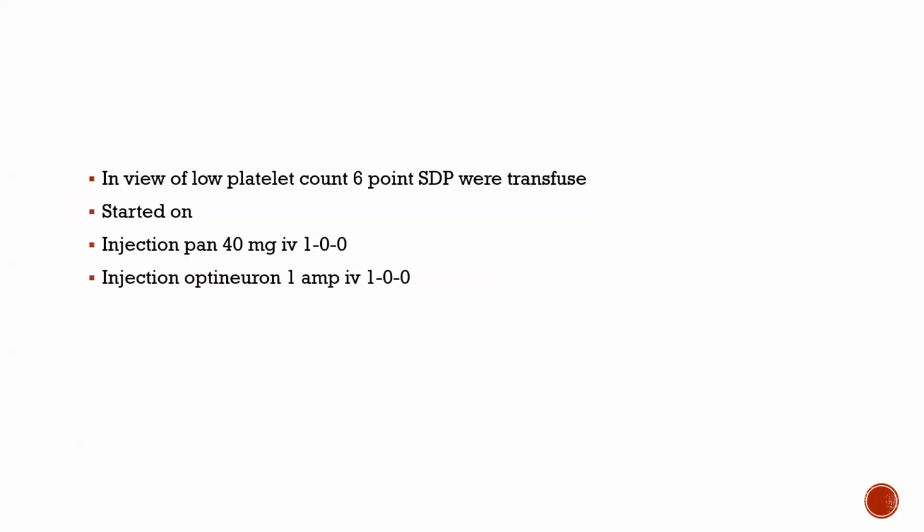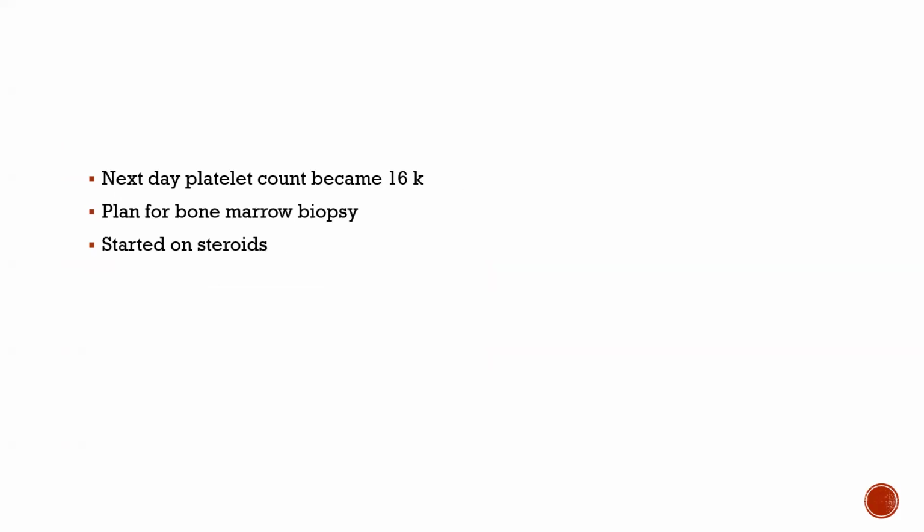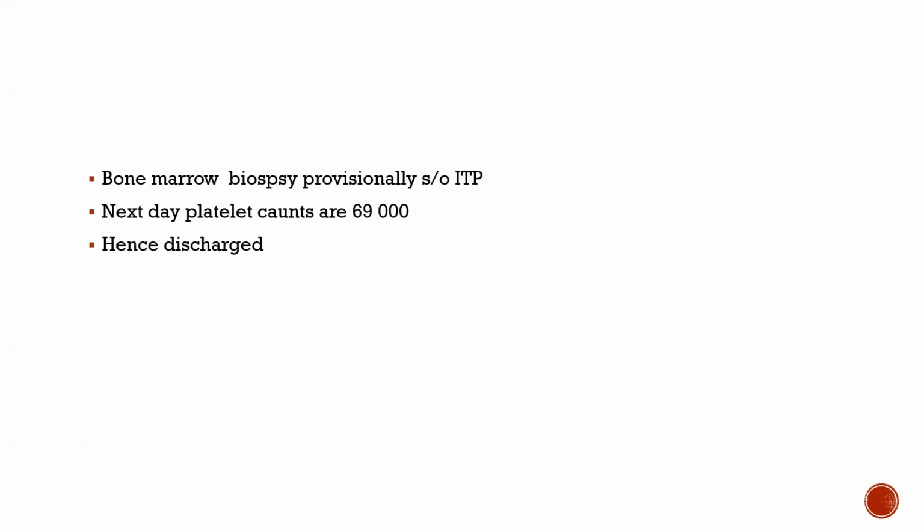So in view of low platelet count, we have transfused 6 units of FFP, and we have started him on other supportive management like PAN and Optineuron. So next day his platelet count came 16,000. To evaluate cause for thrombocytopenia, we have planned for bone marrow biopsy and we have started him on the steroids.